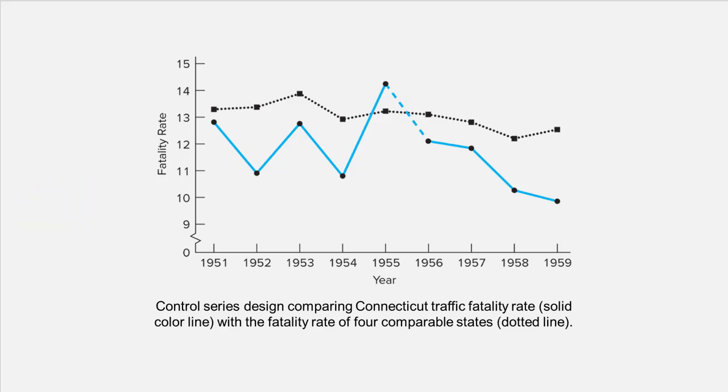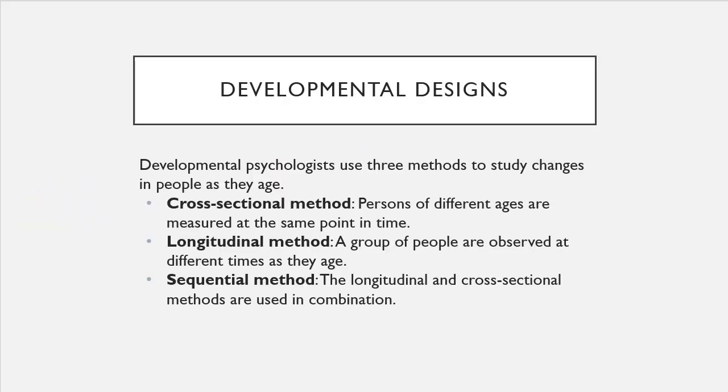Okay, moving on. Developmental designs. When we talk about developmental designs, we're talking about watching a particular group of people, or a cohort, over some time period. So let's take a look at 3 different types, and we'll look at some examples of each. Developmental designs come in 3 basic flavors: cross-sectional, longitudinal, and sequential.